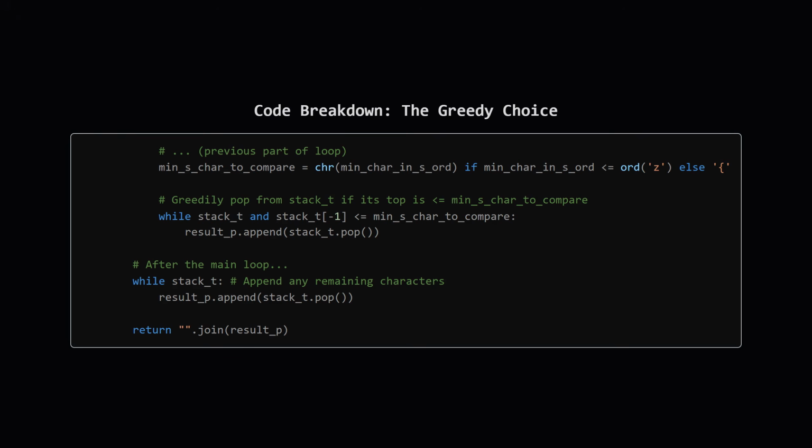After the main loop finishes, we've processed all characters from the original string s. There might still be some characters left in the robot's hand, stack_t. These all need to be printed, so we have a final while loop to pop them and add them to result_p. Finally, we join all the characters in result_p to form the final output string.